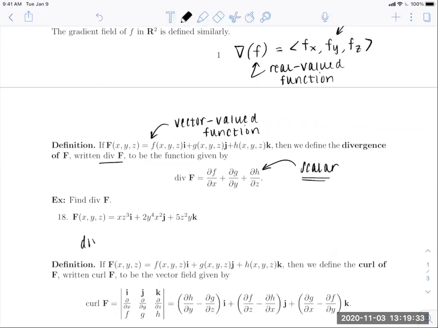I want to find the divergence of f, and I'm going to emphasize that f is a vector valued function by putting a vector hat on top. So the first summand is the partial of the first component function with respect to x, which is going to give me a z cubed, plus the partial of the second component function with respect to y, which is an 8y cubed x squared. And the final summand is the partial of the last component function with respect to z, which is a 10zy. And so this expression right here is the divergence of the vector valued function f.